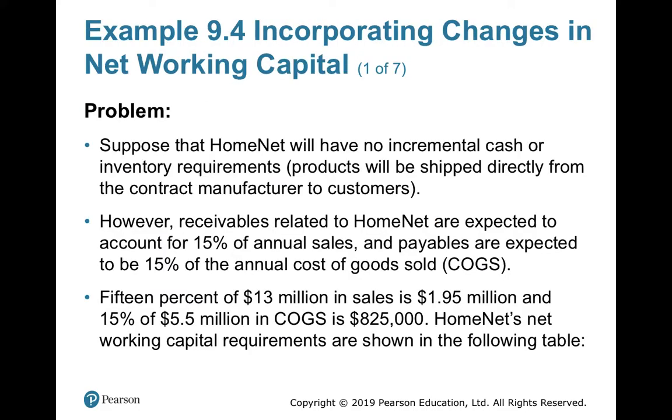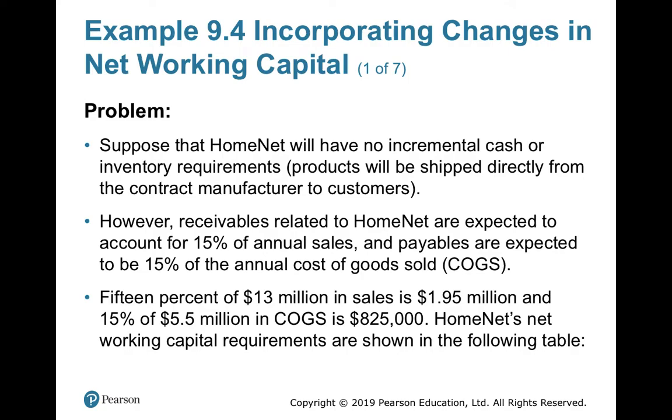Now let us take the same HomeNet example. Say for example, HomeNet needs 15% of the sales as receivables and 15% of the cost of goods sold as payables. There is no other working capital requirement. Then what will happen? The products are directly shipped from the manufacturer to the customer. There is no inventory required, no cash required, nothing else extra required. No incremental cash or inventory required. Only receivable and payable required.